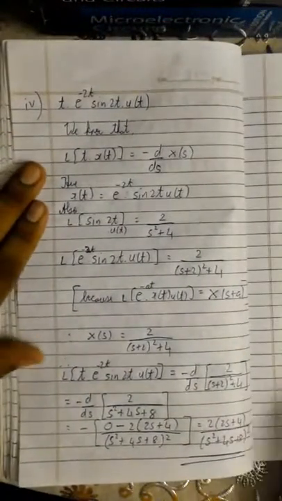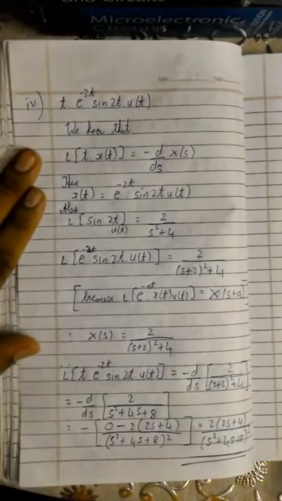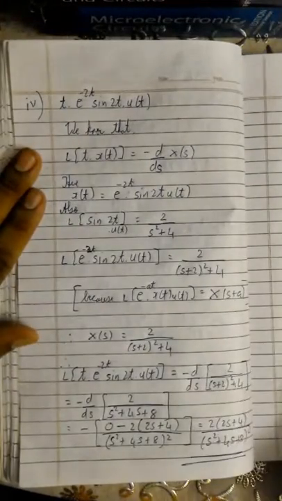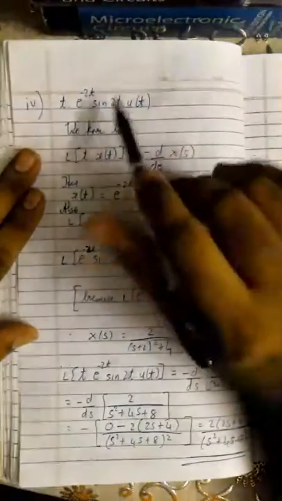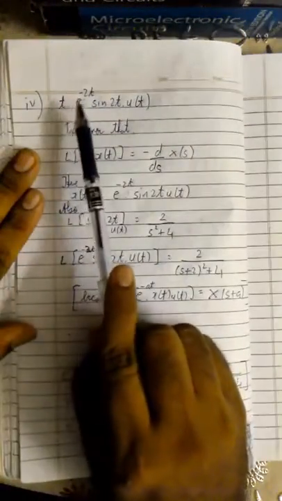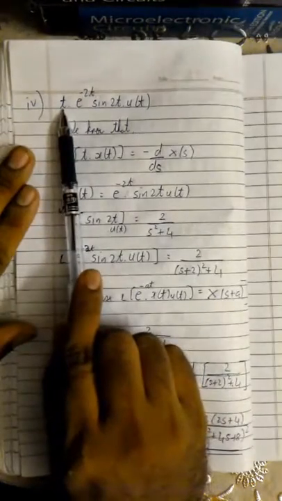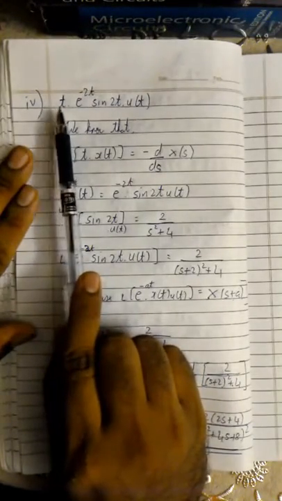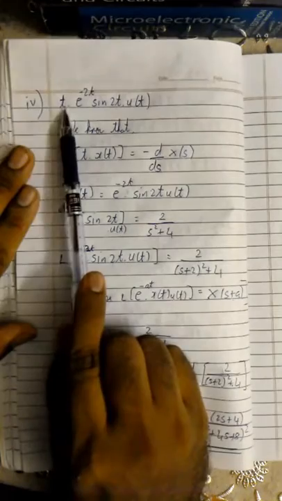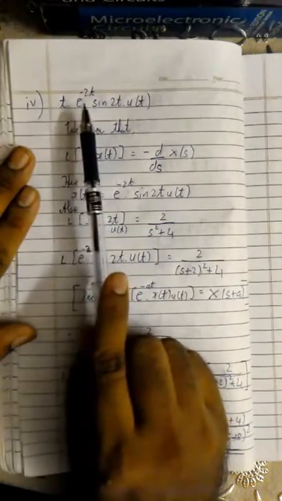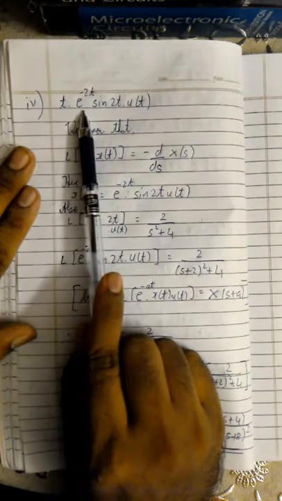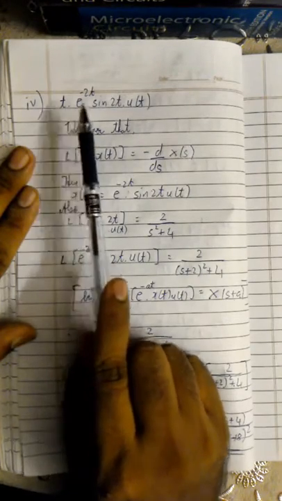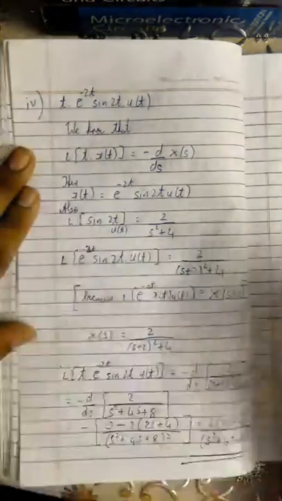From this problem we can understand that you are going to apply two properties. One is the frequency differentiation property, because there is a t over here. Then there is an e over here, so you have to apply the frequency shifting property. So two properties are there in this question.